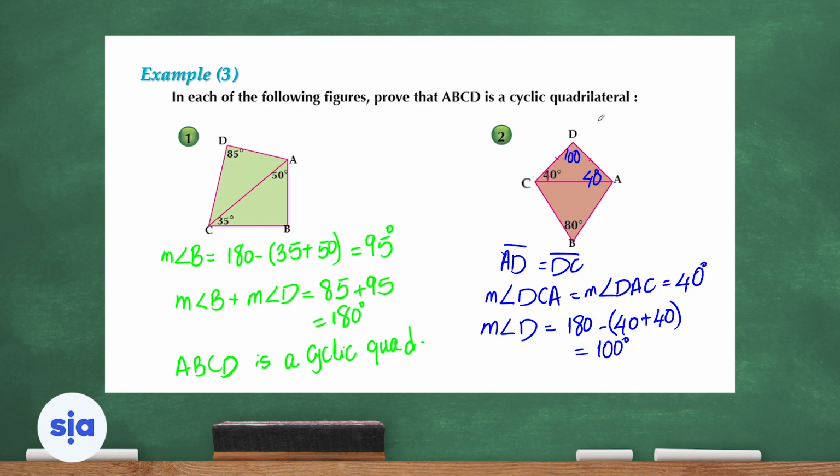If you check angles B and D as they are opposite angles, you will see that the measure of angle B plus the measure of angle D, which is 80 plus 100, equals 180 degrees. So this proves that angles B and D are supplementary angles. If the two opposite angles are supplementary, then ABCD is a cyclic quadrilateral.